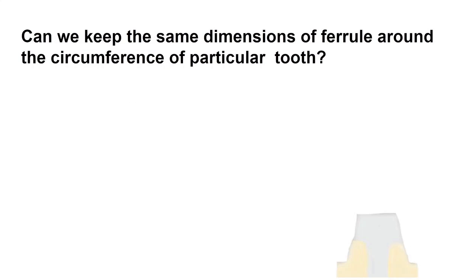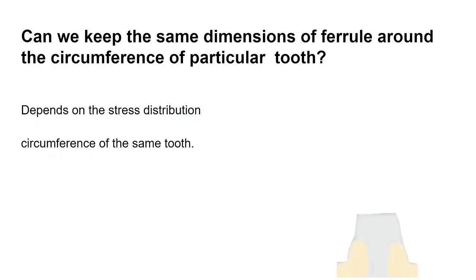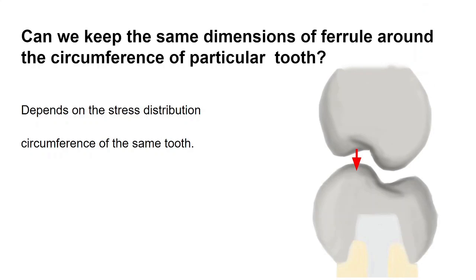And can we keep the same dimensions of ferrule around the circumference of the particular tooth? The answer is no, because it depends on the stress distribution and the circumference of the same tooth. In this figure, we can see that the buccal cusp of the lower molar is occluding on the palatal cusp of the upper molar. So, during occlusion, the stress is more on the buccal cusp of the lower molar and on the palatal cusp of the upper molar. So, the ferrules shall be made longer on the tooth structure surface where the stress is more.